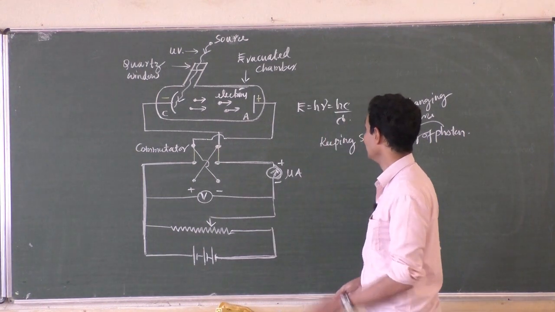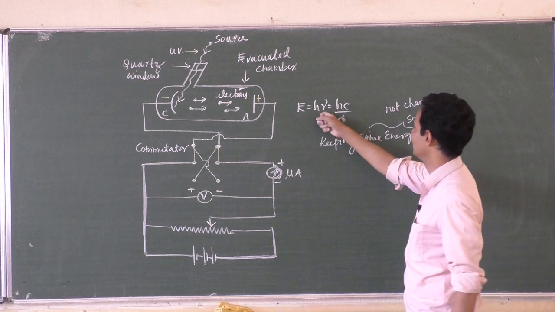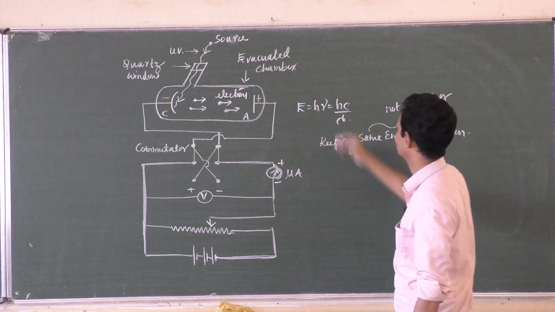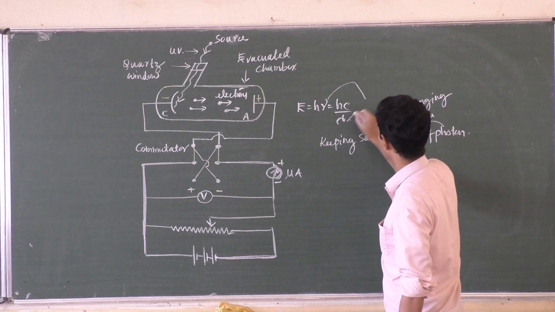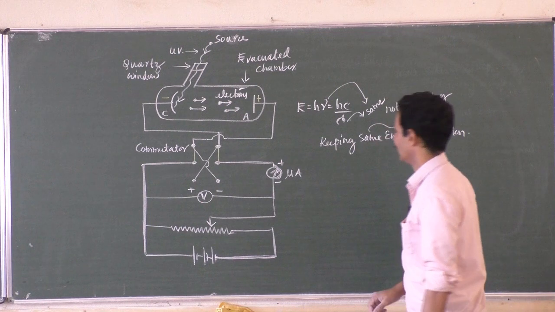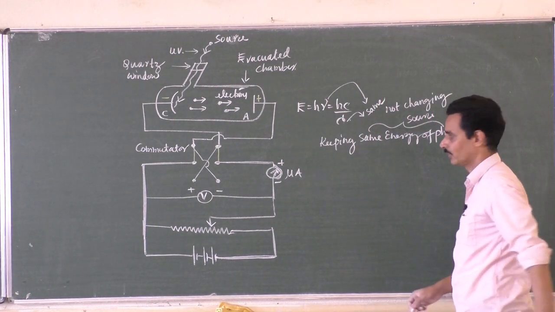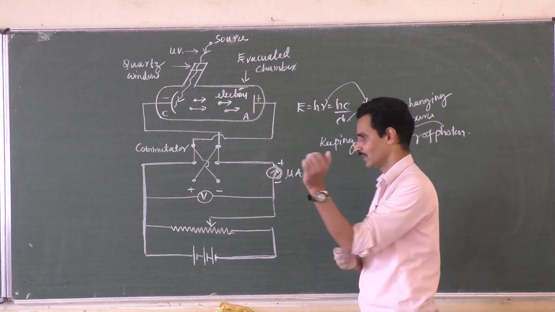So when the intensity is changed, not changing the source, same nu and same lambda. So keeping them same, keeping the same energy per photon, but the number of photons is increased. Of course, this is the later explanation I can give.